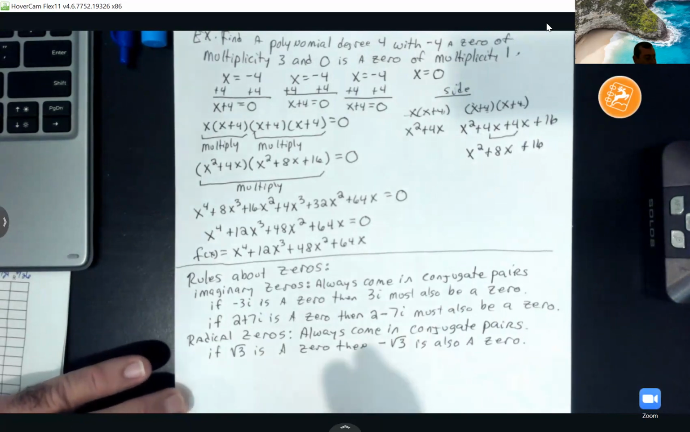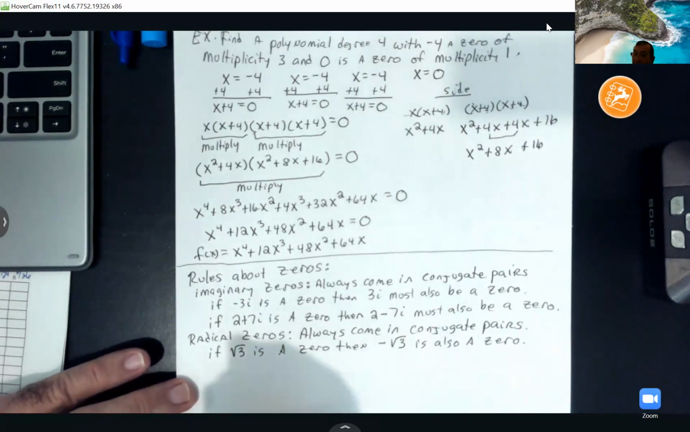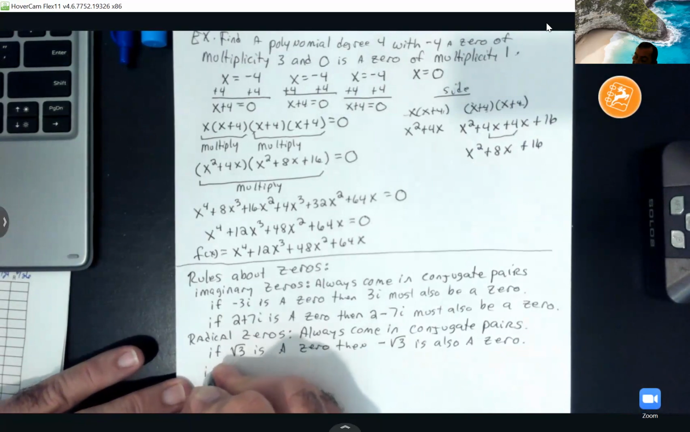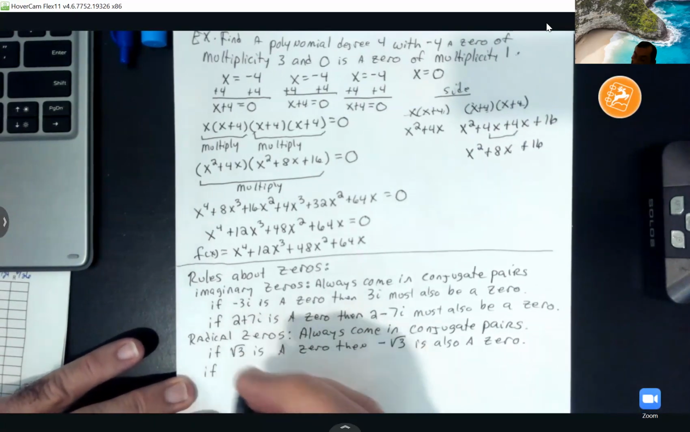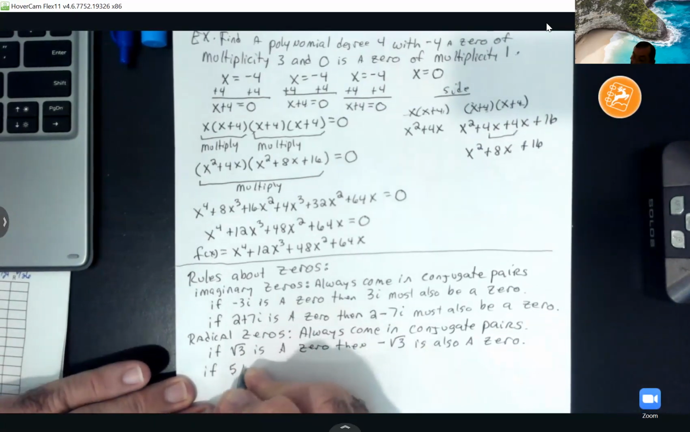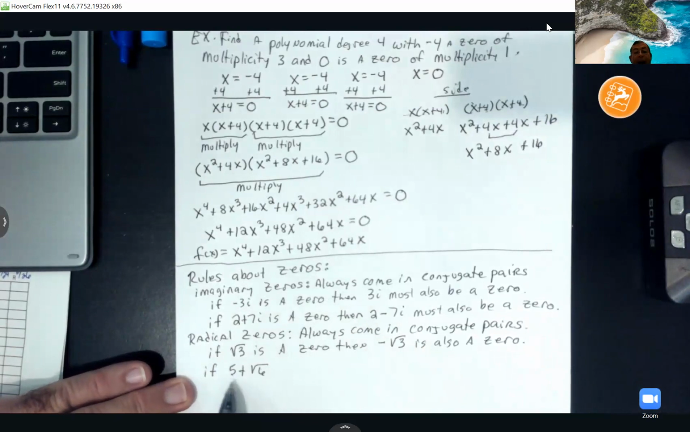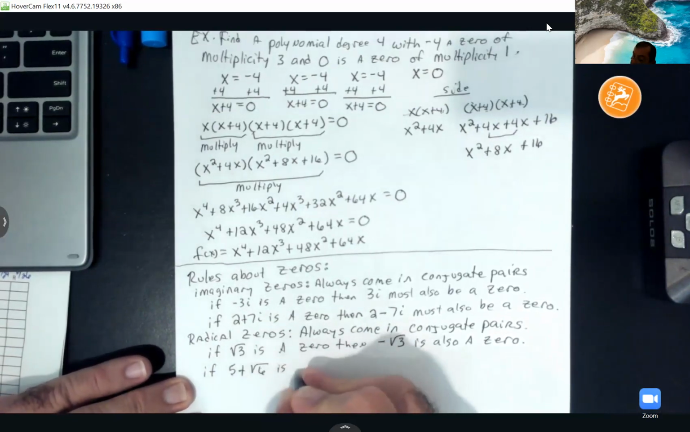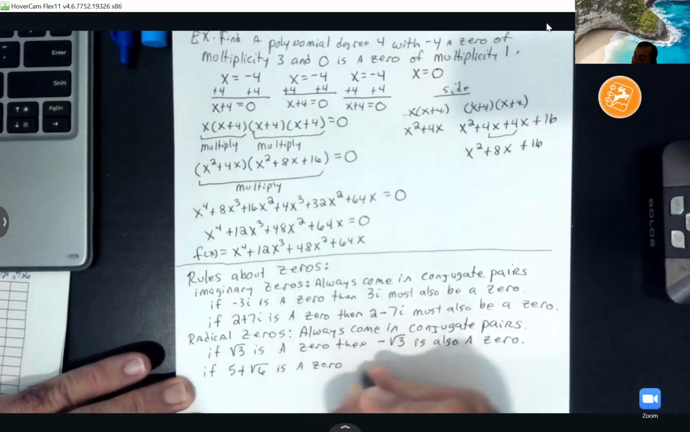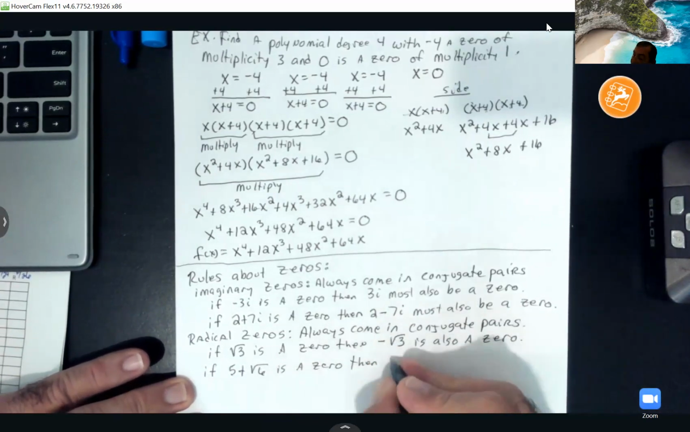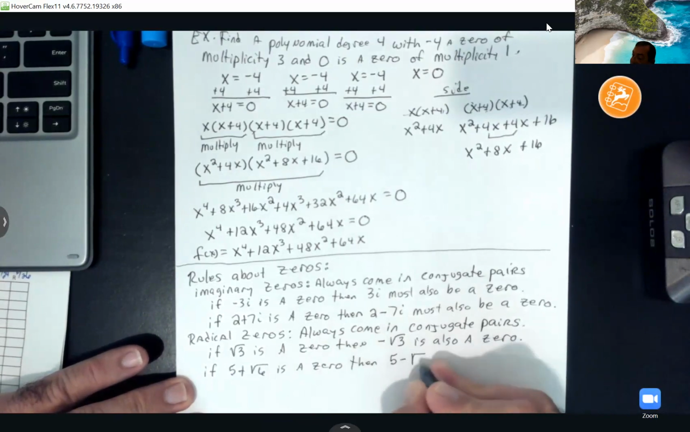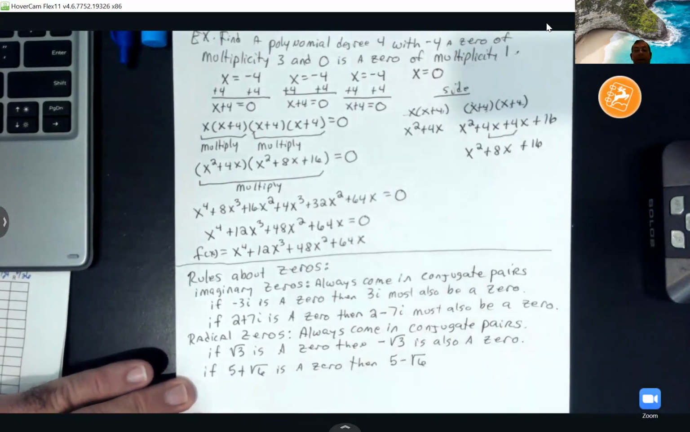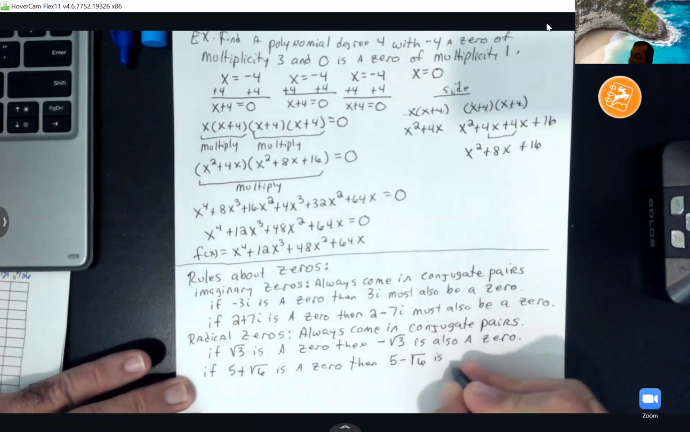All right, also, these could be written as a real number and a radical. So if I had something like 5 plus square root of, oh, what I want here, how about 6? If 5 plus square root of 6 is a zero, then 5 minus square root of 6 is also a zero.